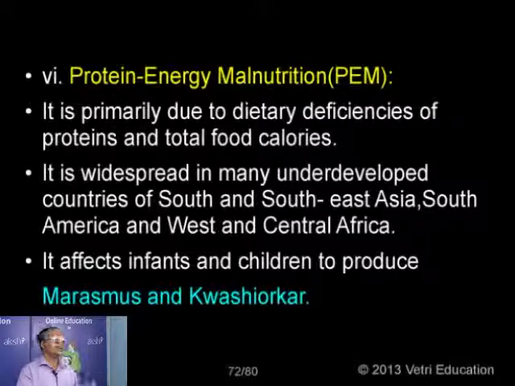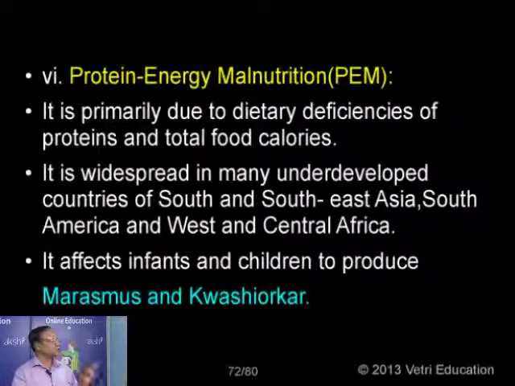Factor number two, low calorie food. The energy value of the food the child is being given is deficient in calories. So these two factors are mainly responsible for causing protein energy malnutrition, simply PEM: deficiency of protein and deficiency of total food calories, the energy. It is very common particularly in underdeveloped countries, for example South and Southeast Asia, African countries such as Central Africa and West Africa, and even South America. Mostly it is common in underdeveloped countries.